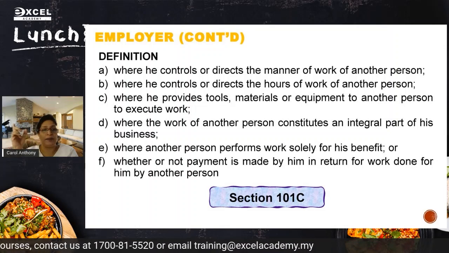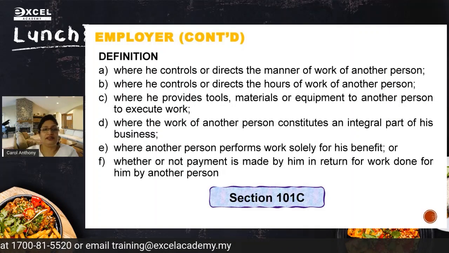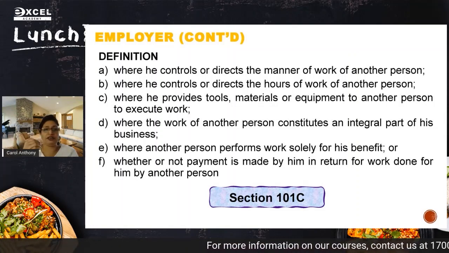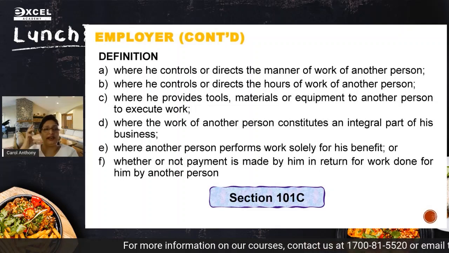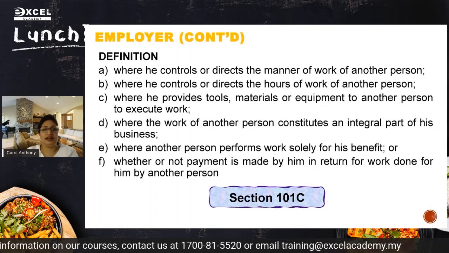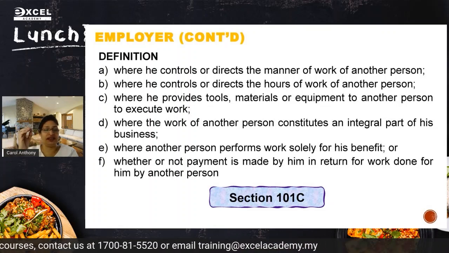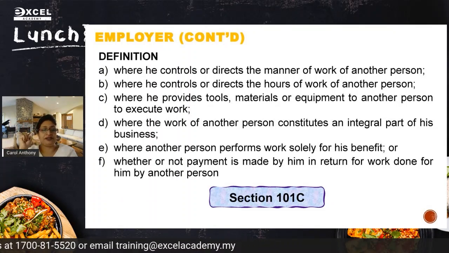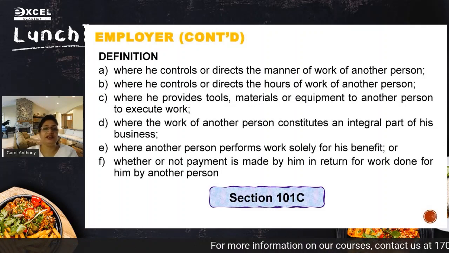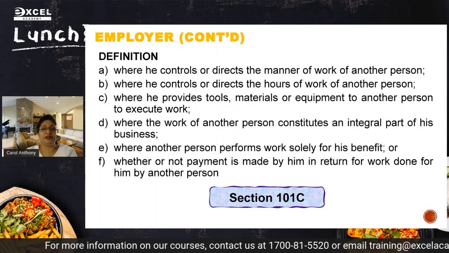What is an employer? Let's run through quickly. A, where he controls or directs the manner of work of another person. When you hire an individual, you need to control: this is what you do, and this is how you do it. B, he directs the hours of work. You can tell them, 9 to 5 is your working hours. C, he provides necessary items like a computer, maybe stationery, a printer, and all those things.